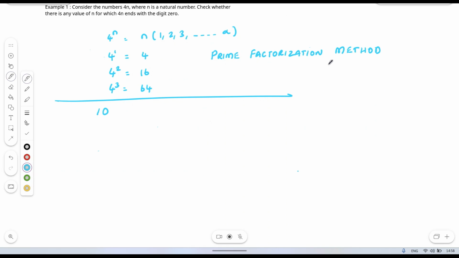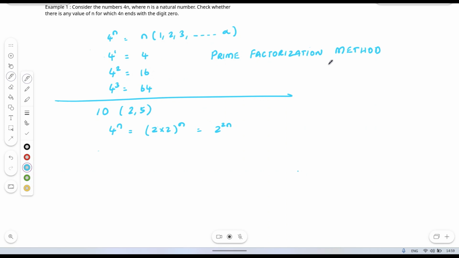So suppose we take the ending number as 10, then we need to find the factors of 10, which are 2 and 5. If we have factors 2 and 5, and then we substitute the value of n, the answer will end with 0. Here we have 4 to the power n, and the factors for this are 2 into 2, whole to the power n, which is 2 to the power 2n.